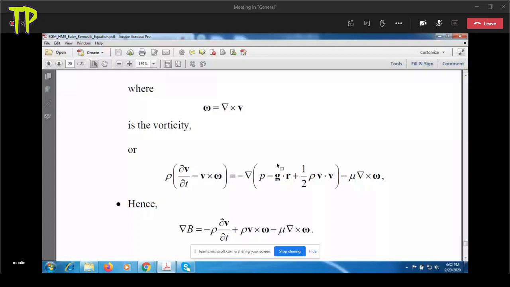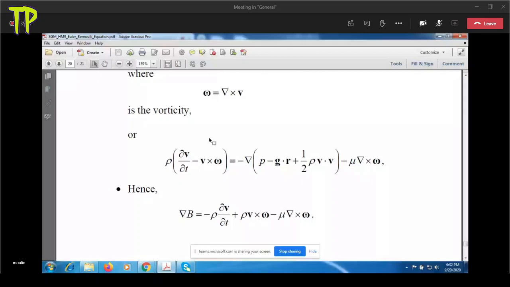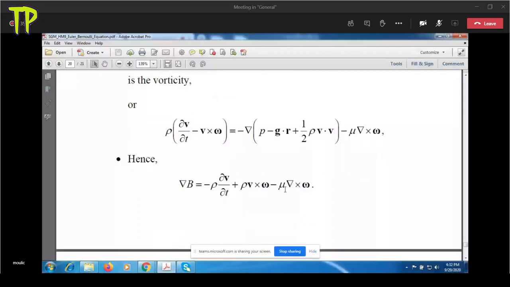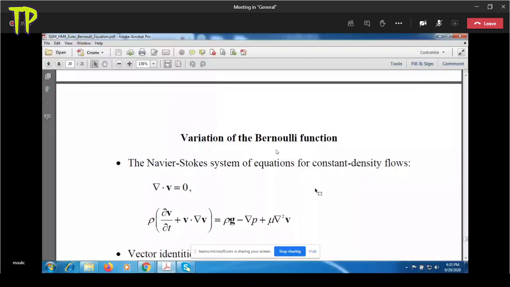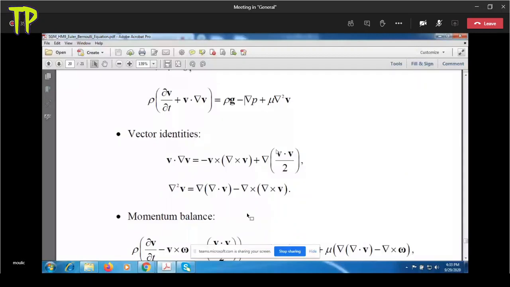So if I move this to the left hand side of this equation, and if I move the other terms to the right hand side, we will have grad of B equal to minus rho del del t of the vector V plus rho times V cross the vorticity minus mu times curl of the vorticity. Okay. So this whole equation over here is a form of the Navier-Stokes equation, for the special case where the density and viscosity are constant.